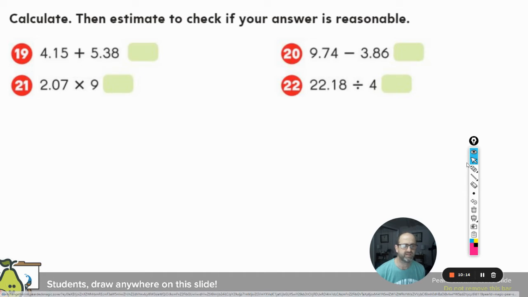All right, calculate and then estimate. So pause me. I'm going to put answers up in about 5 seconds, and then we'll estimate. Okay.